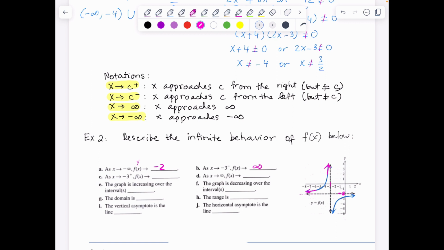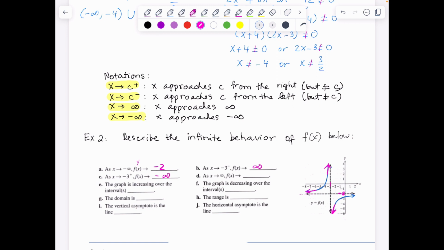Okay, so let's move a little bit quicker this time. Part C, as x approaches -3 from the right, so that's going to be this arrow here. It's still approaching that value -3, and it's approaching from the right to the left. So where is f of x going? Looks like it's going down at the same time, so f of x is going to negative infinity.